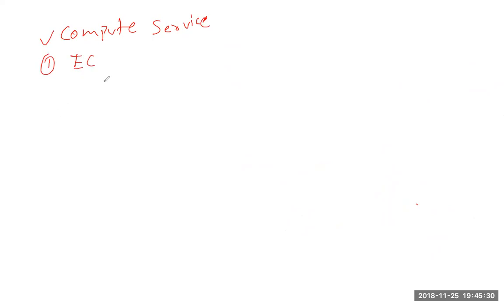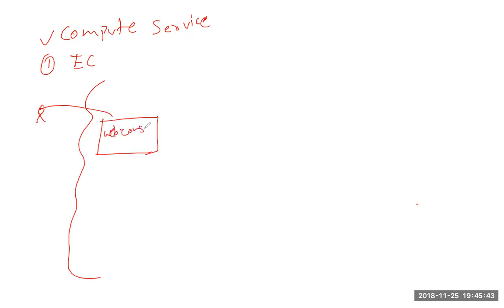Okay. Now, what is EC2? Let's say there's a user. They're trying to access the cloud. How will they access? They'll access with the help of a web console that Amazon gives to access their services. Now, what is the service I'm accessing? I'm accessing a service called EC2.